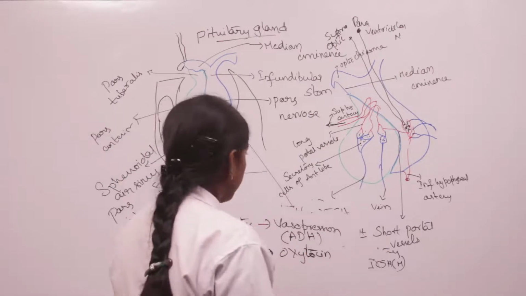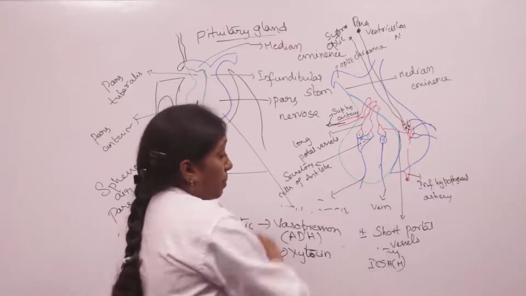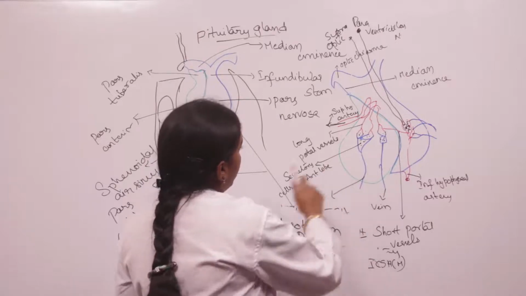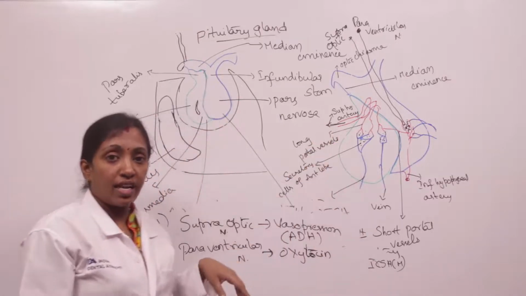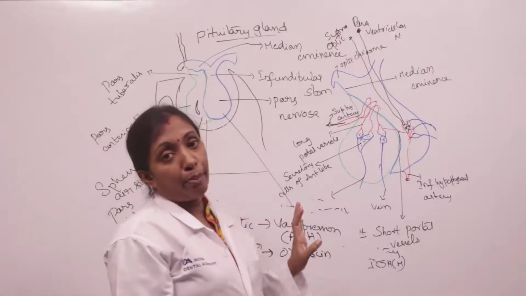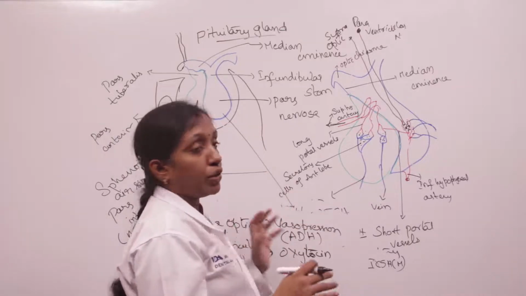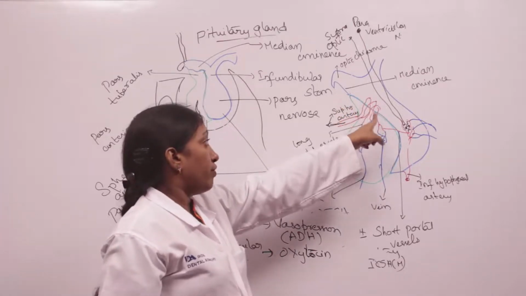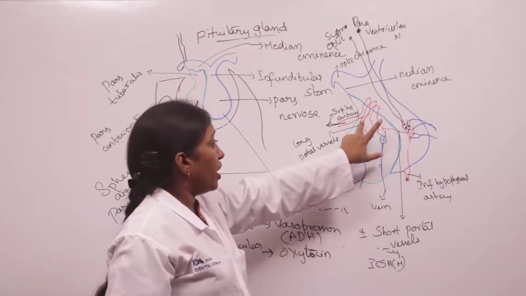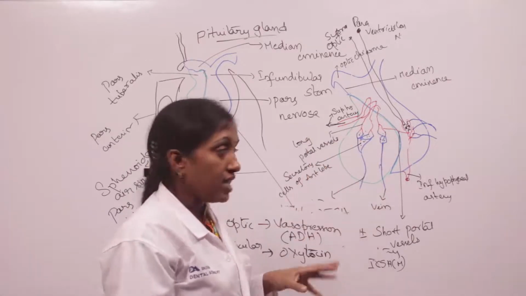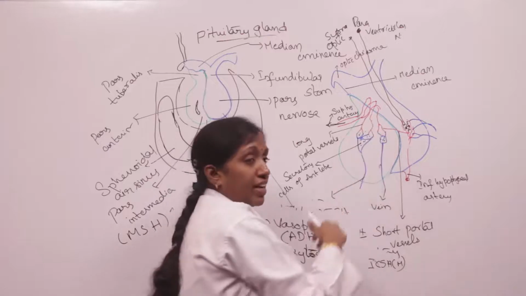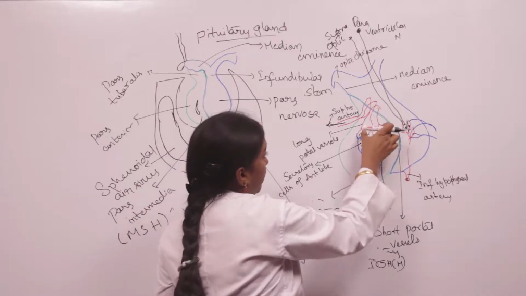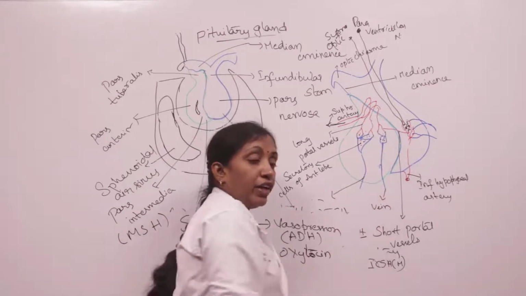Coming to the blood supply of the pituitary gland, the anterior pituitary is supplied by the superior hypophyseal artery. On entering the anterior pituitary, this superior hypophyseal artery divides into a tuft of capillaries. From the tuft of capillaries, long portal vessels as well as intermediate portal vessels arise, and they again divide into a second tuft of capillaries, the sinusoidal plexus.